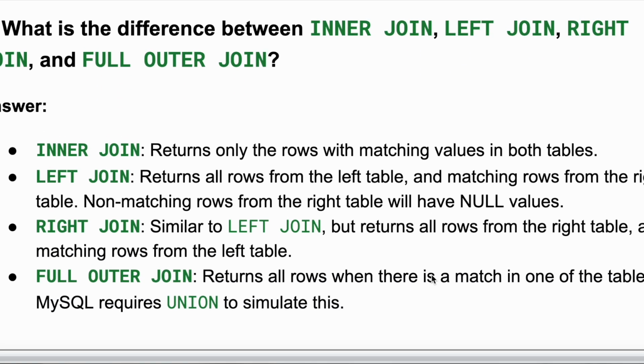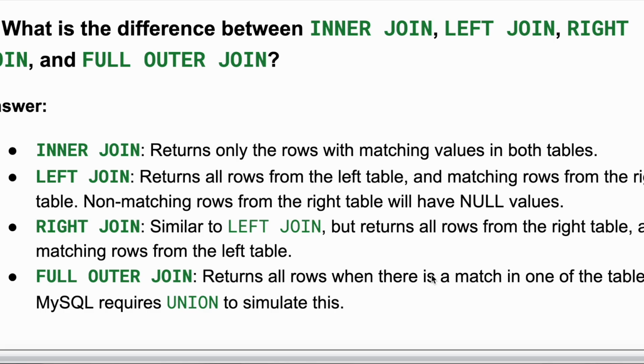The first question is, what is the difference between inner join, left join, right join and full outer join? Joins are used to fetch the data from two tables when we have a relationship between the two tables. We have different types of joins. We have inner join, which returns only the rows with matching values in both the tables.